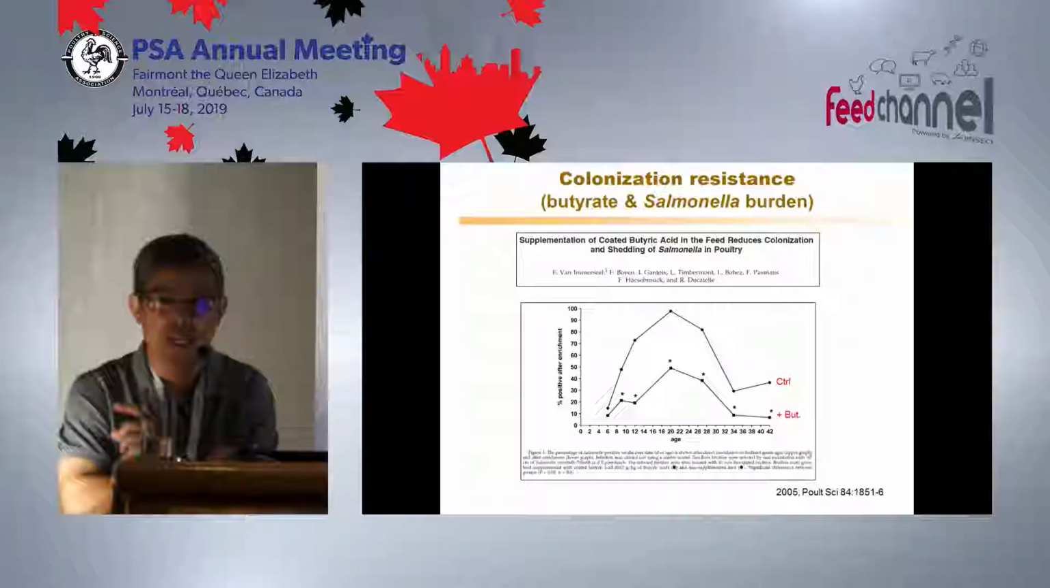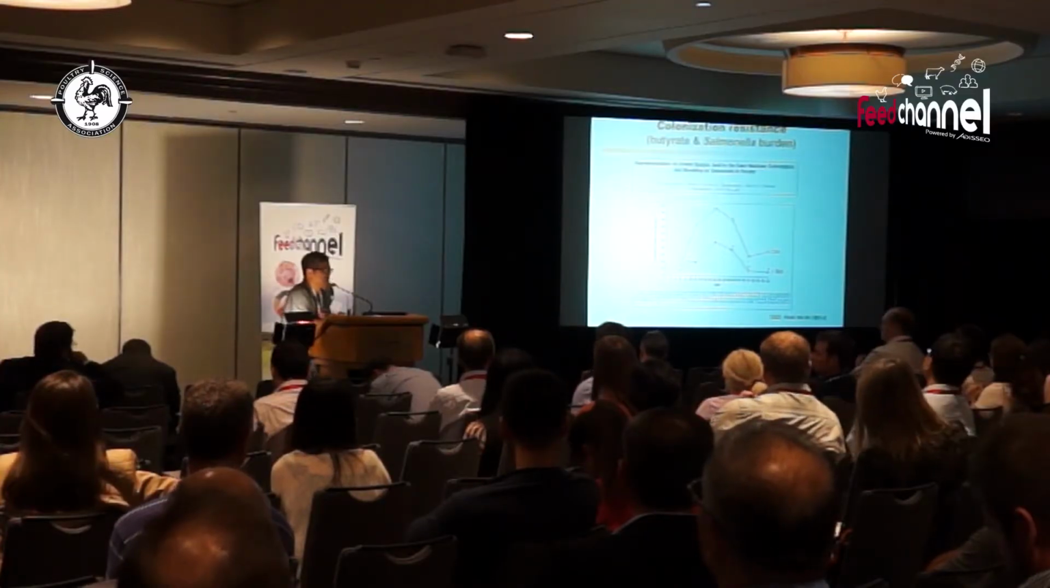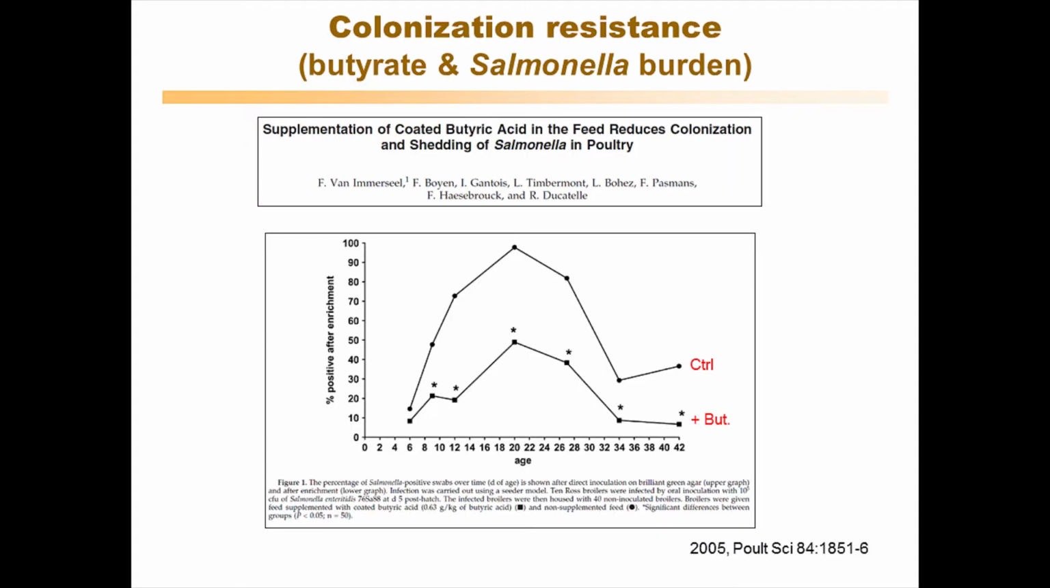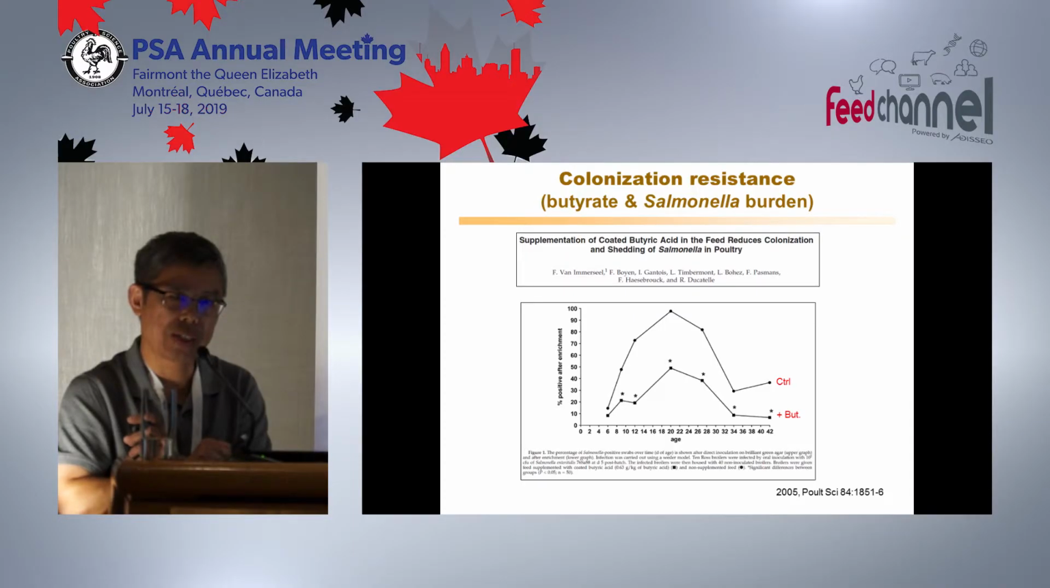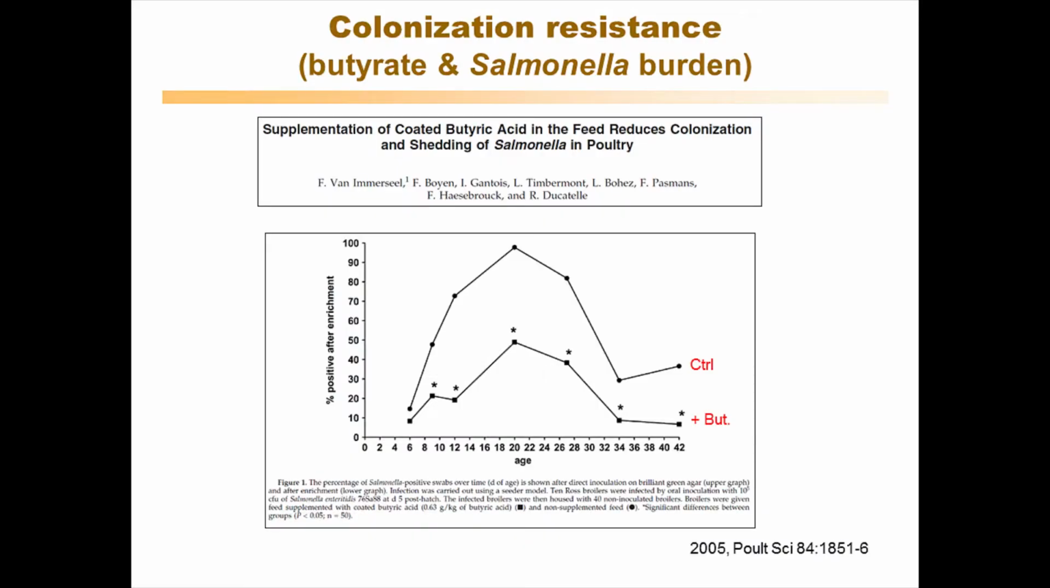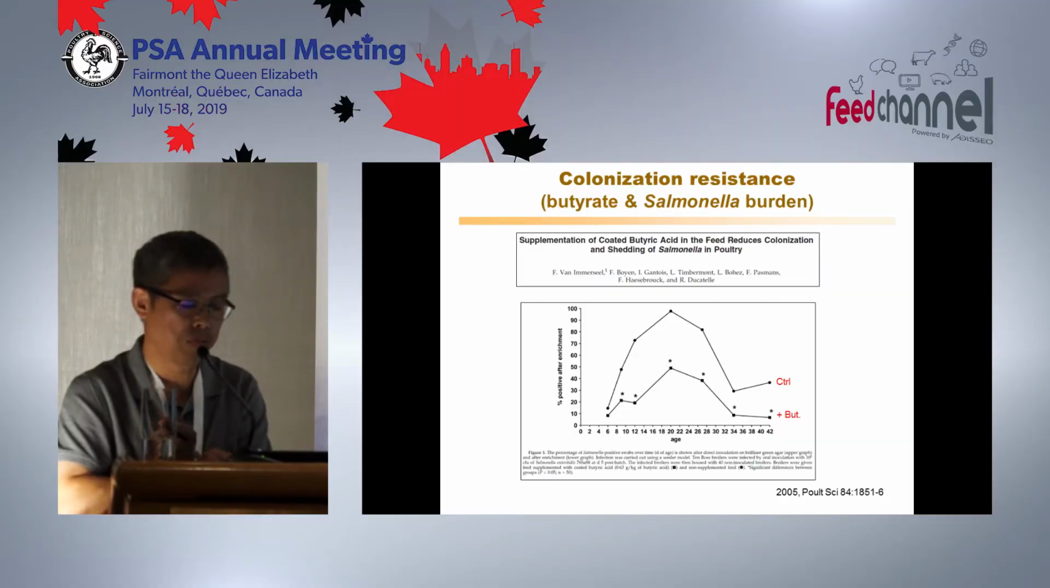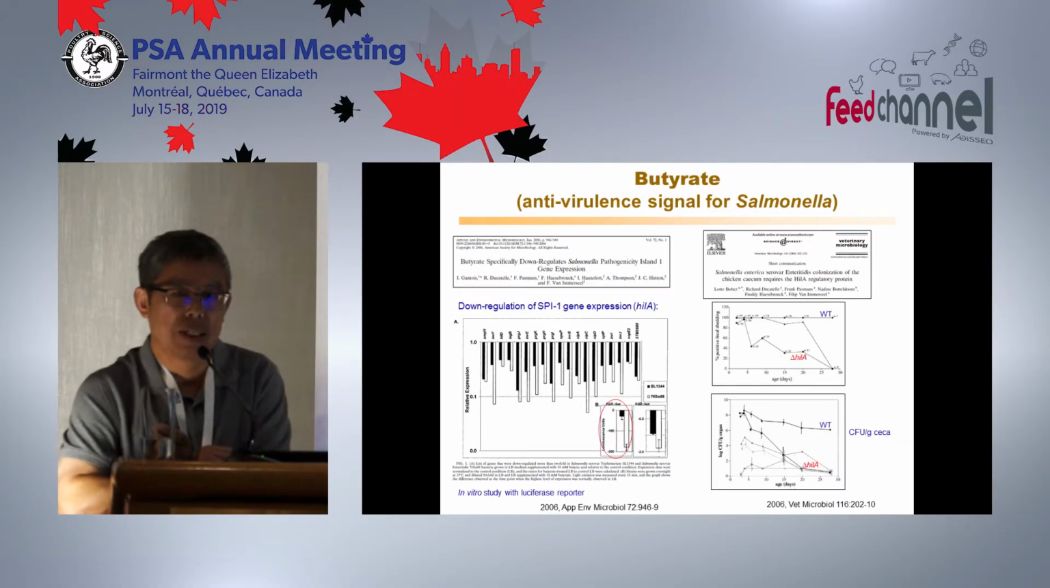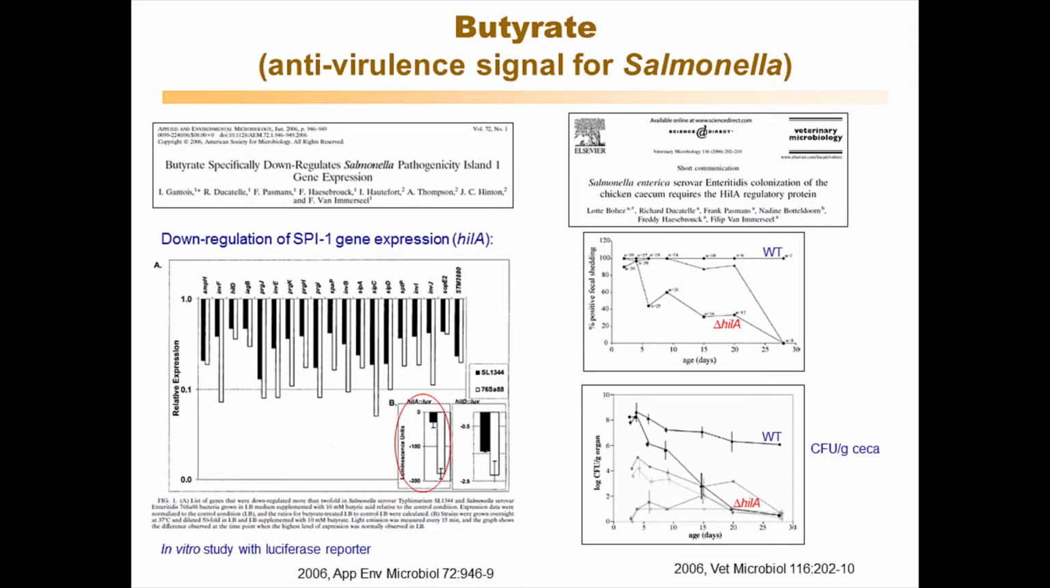So in the next few slides, I will cite the work from the Immersive group, who just gave a talk. They have done some excellent jobs. In the first slide, basically, they looked at the effect of butyrate on the Salmonella burden and the shedding. And as you can tell from these slides, the control group, which had no supplement of butyrate, had a Salmonella burden quite high compared to those groups of birds which had been treated with butyrate. So they followed up to see what's the reason for it.